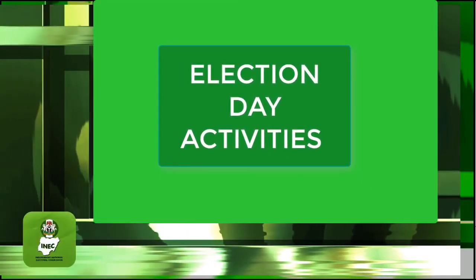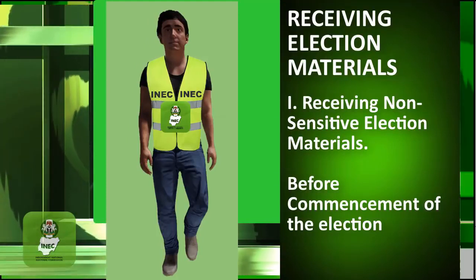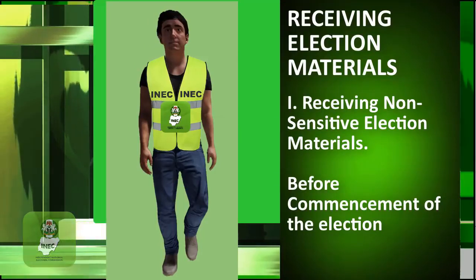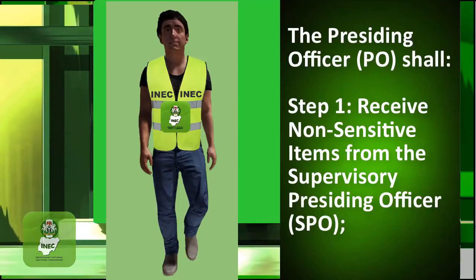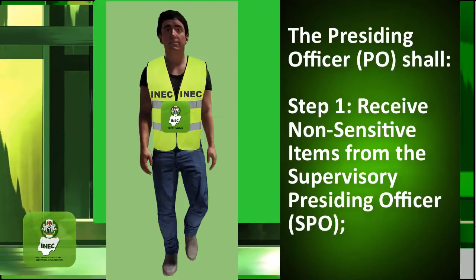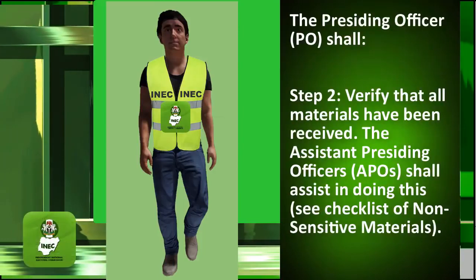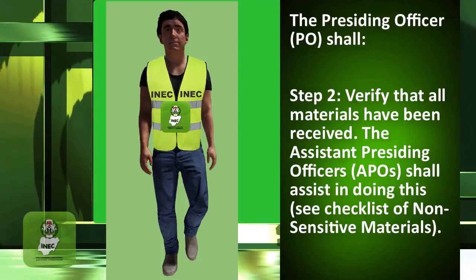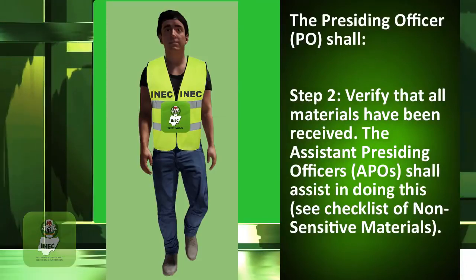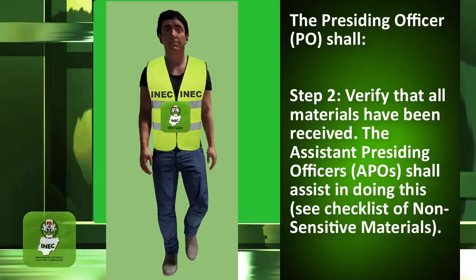Module 3. Election Day Activities. Receiving election materials. 1. Receiving non-sensitive election materials. Before commencement of the election, the presiding officer (PO) shall: Step 1. Receive non-sensitive items from the Supervisory Presiding Officer (SPO). Step 2. Verify that all materials have been received. The Assistant Presiding Officers (APOs) shall assist in doing this. See checklist of non-sensitive materials.